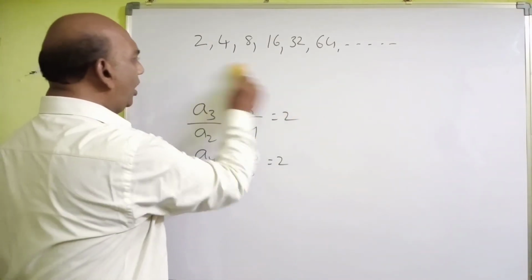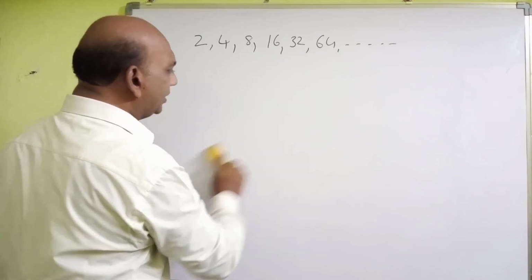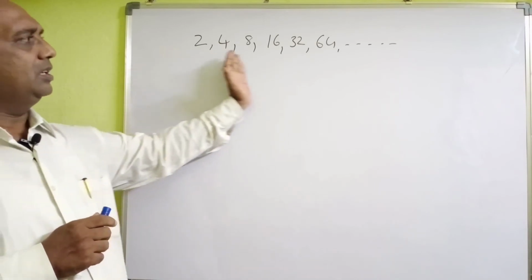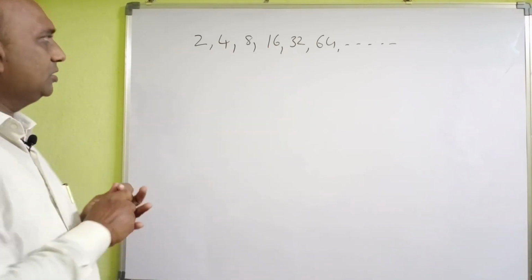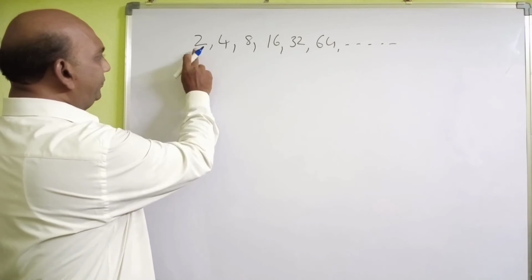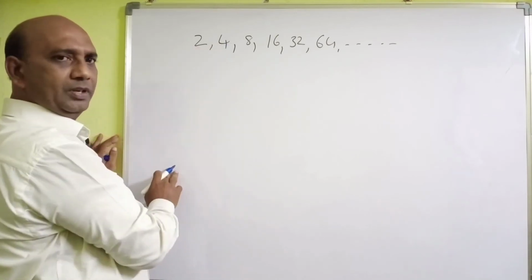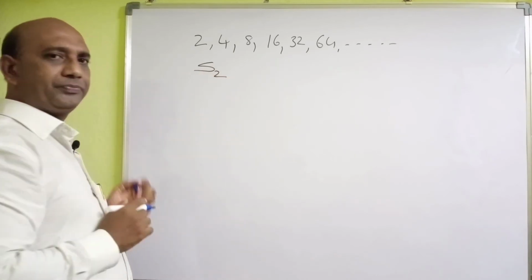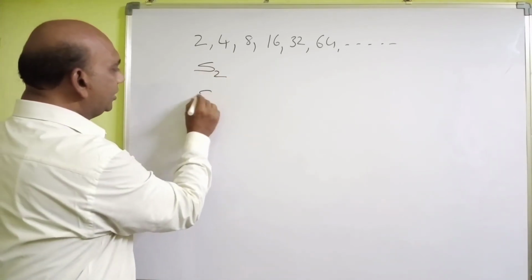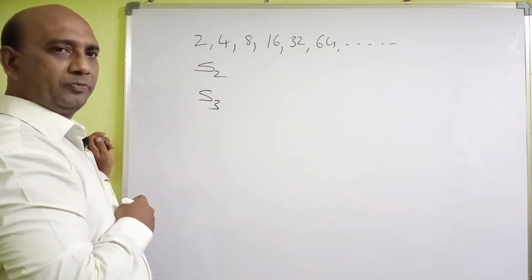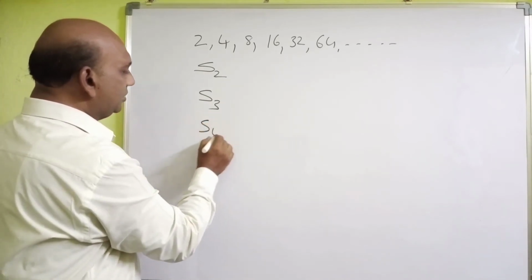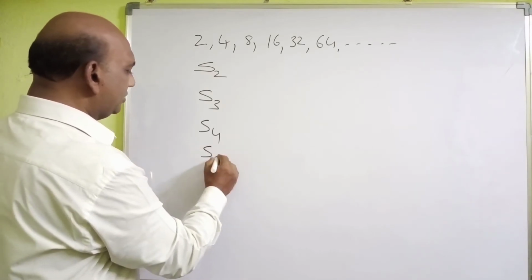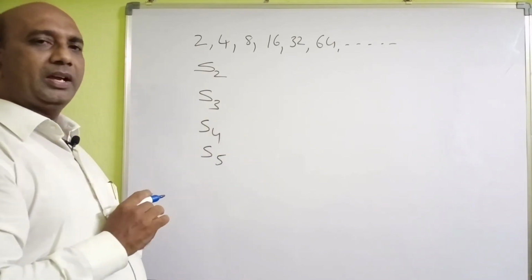Similarly, if you want to find the sum of n terms, it is very easy to find the sum of these terms. If you find the sum of the first two terms, it is denoted by S2. The sum of the first three terms is denoted by S3. The sum of the first four terms is denoted by S4. Like that, the sum of the first five terms is denoted by S5, and so on.